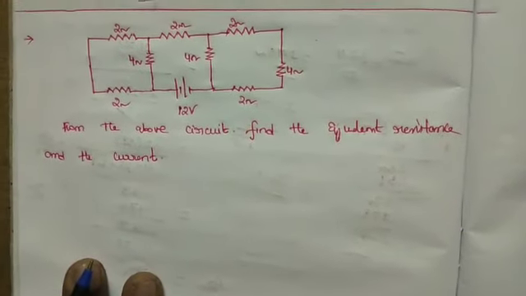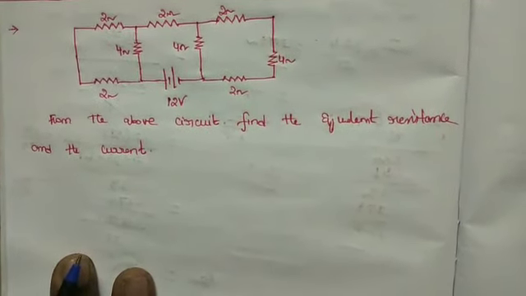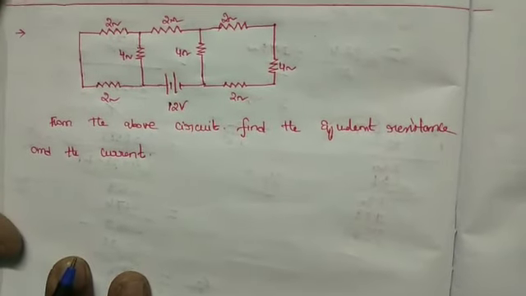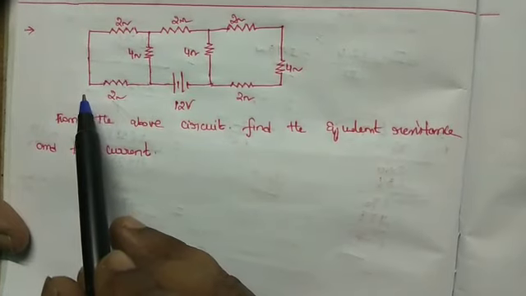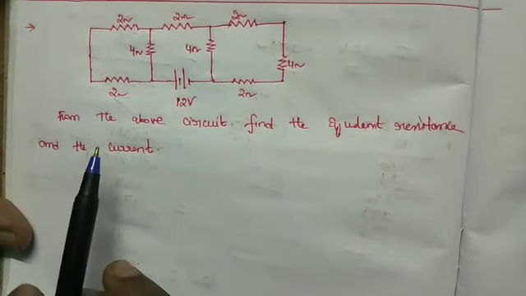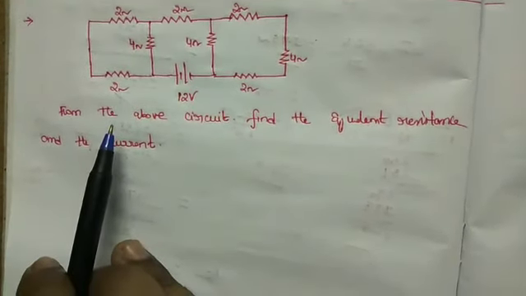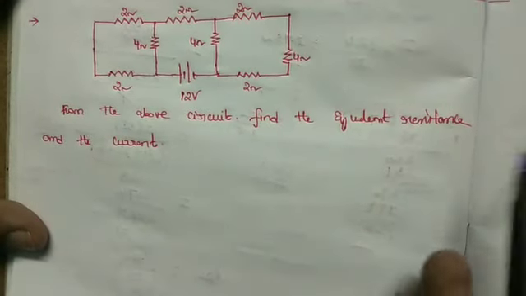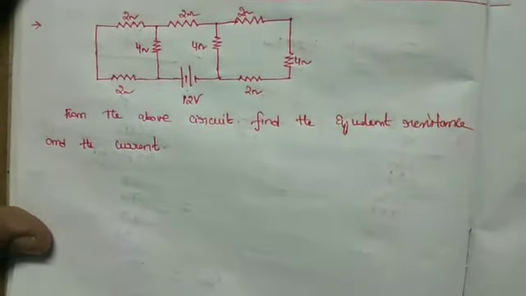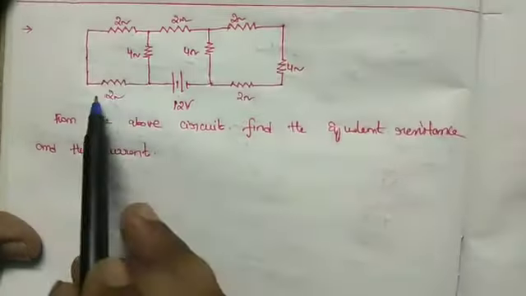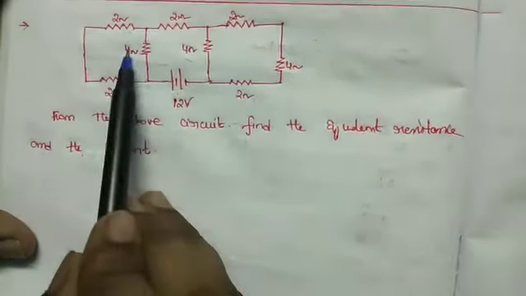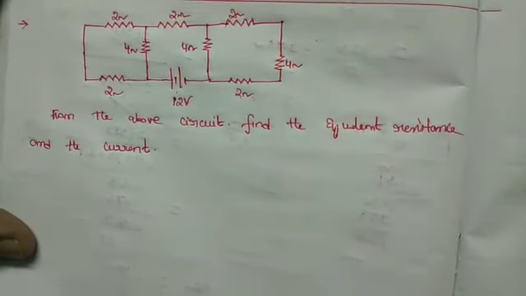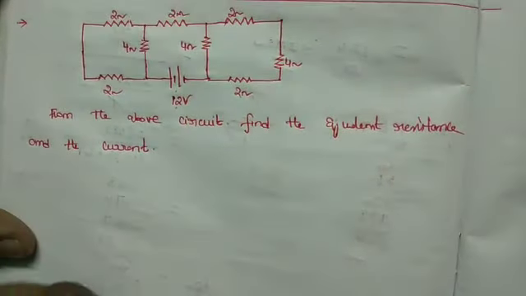Hi children, let's see one of the problems. See here, one of the given circuits. In the previous problem, the battery connection was on the left side or the right side, but here it is at the center of the circuit. See 2 ohms resistance, 2 ohms, 2 ohms, 2 ohms, and 4, 4, 4, and here 2. So a 12 volts battery is connected here.